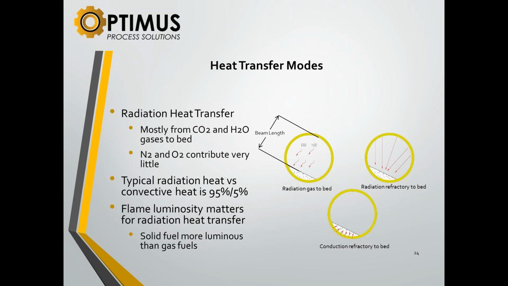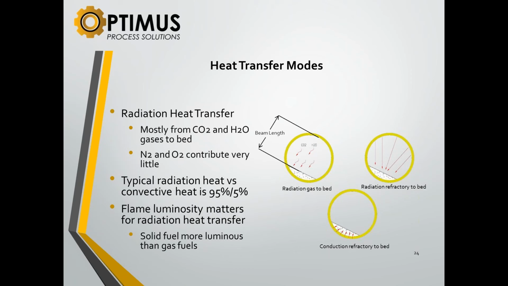And, okay, where does this radiant heat transfer come from? Well, the carbon dioxide and the water vapor in the gases are the highest sources of radiation. So the more CO2 you got, the more water vapor you got, the better heat transfer you're going to get.